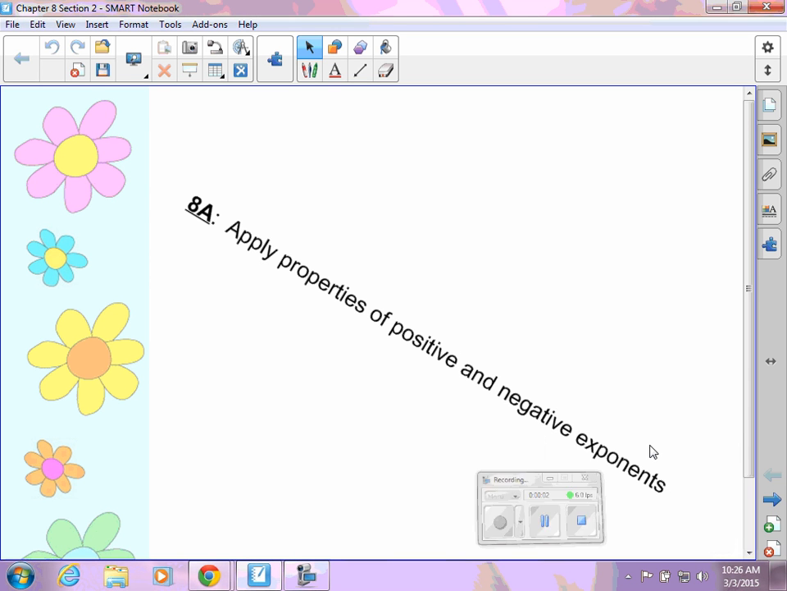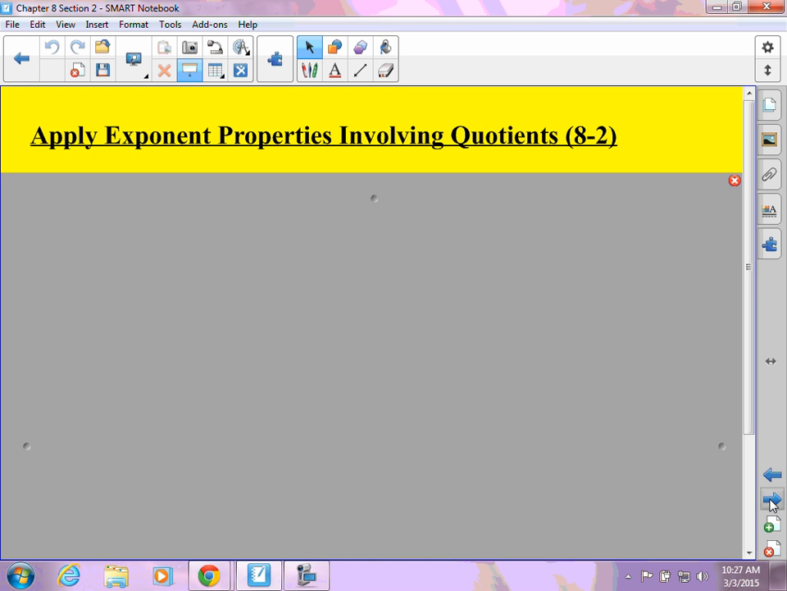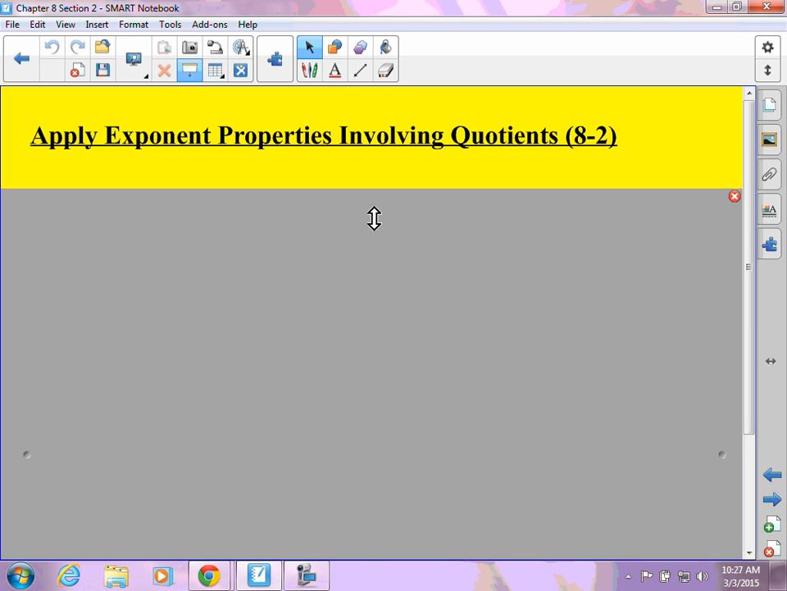Today what we're going to do is look at 8a again, and apply properties of positive and negative exponents. In specific, we're looking at quotients. We're going to do day 1 today, and then we'll do day 2 tomorrow.